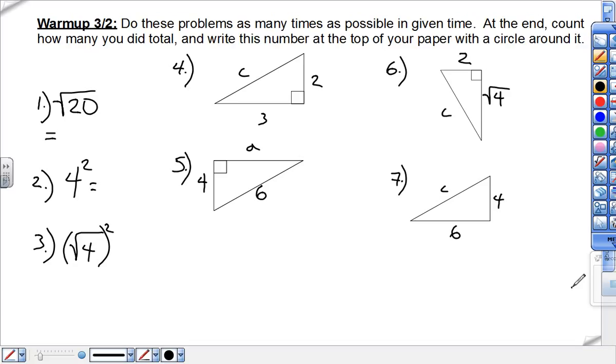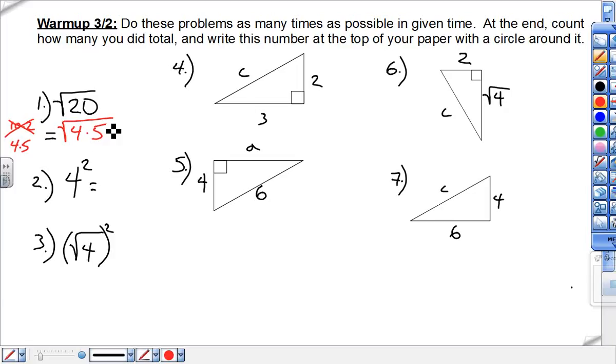So here we go. First one, simplify root 20. Find two numbers where one of them is a perfect root. I would not want to use 10 times 2. Even though 10 times 2 gives me 20, those numbers do not have a perfect root in it. So if I use 4 times 5, that will be better. So 20 becomes the square root of 4 times 5.